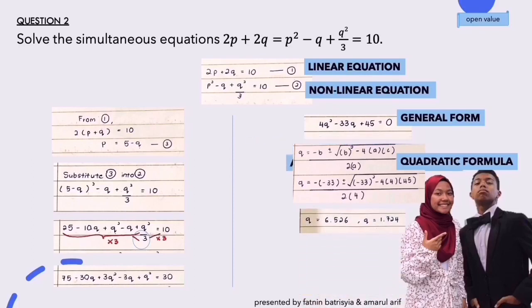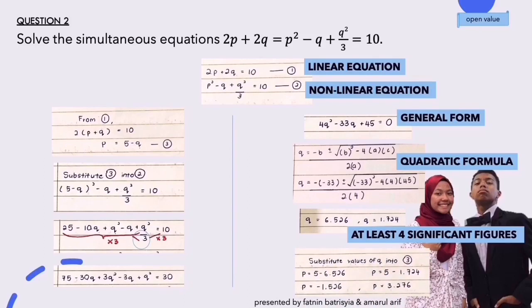For the value of q, take at least 4 significant figures. Lastly, substitute values of q into equation 3. So, p equals 5 minus 6.526, equal to negative 1.526. And for the second value, p equals 5 minus 1.724, p equals 3.276.